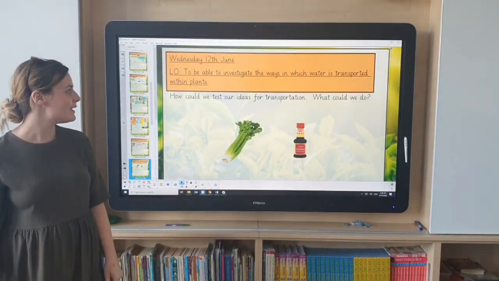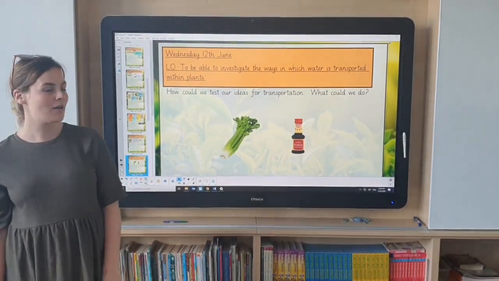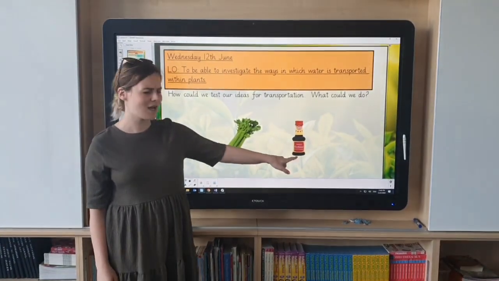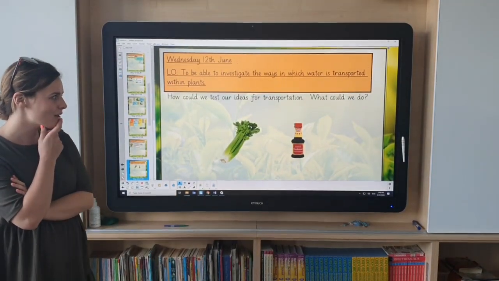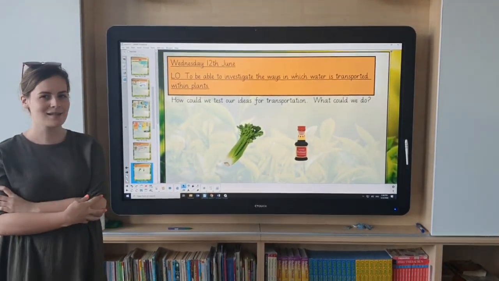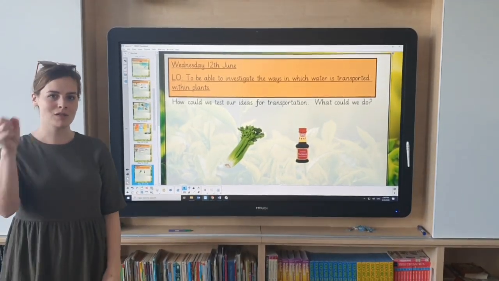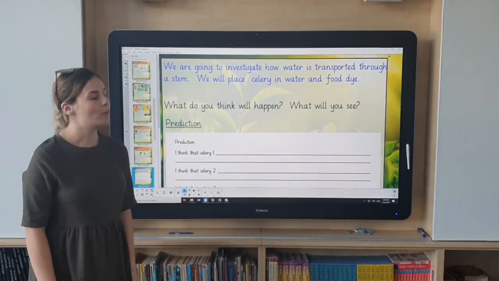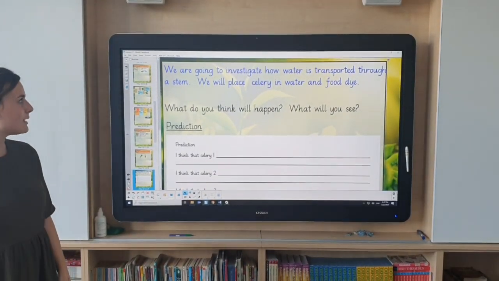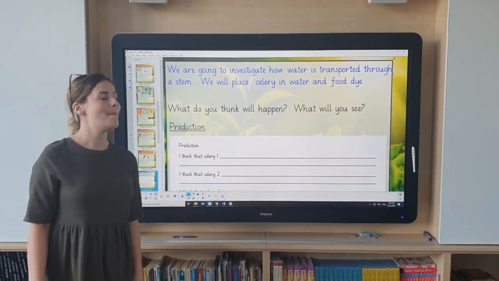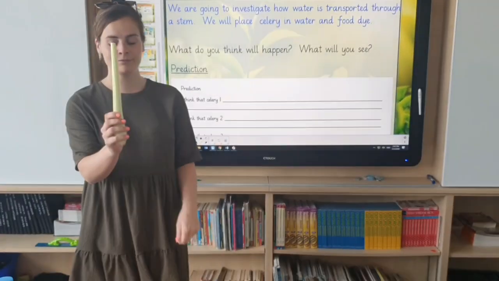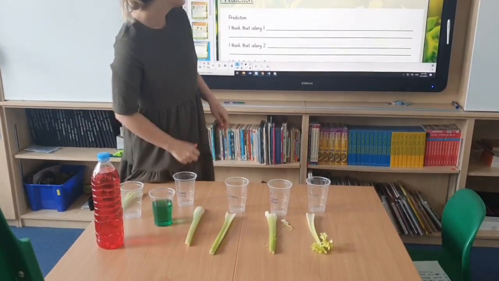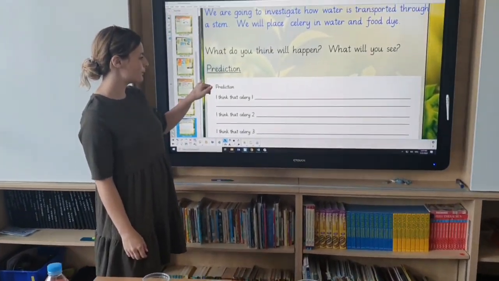So today we are going to investigate and test our ideas, and I've got some celery and some food colouring. I wonder, what could I do with these two objects to test our ideas? If there's someone around you, I want you to tell them. So we are going to investigate how water is transported through the stem by placing a stick of celery into some food colouring. Now before we begin, you're going to make a prediction.